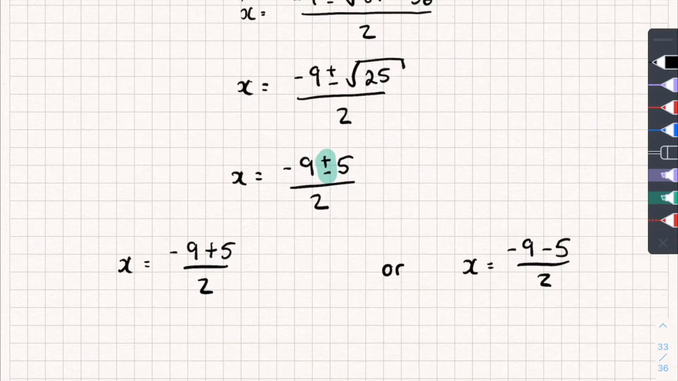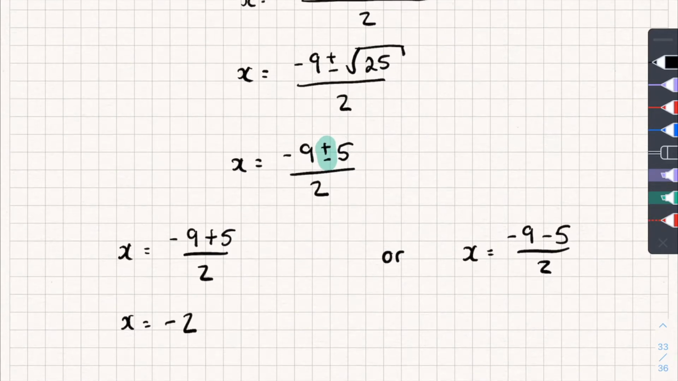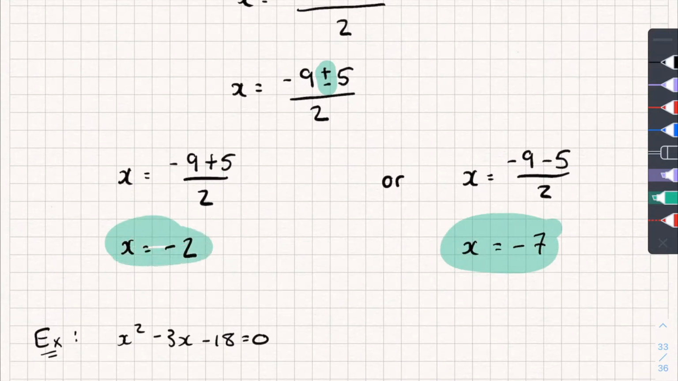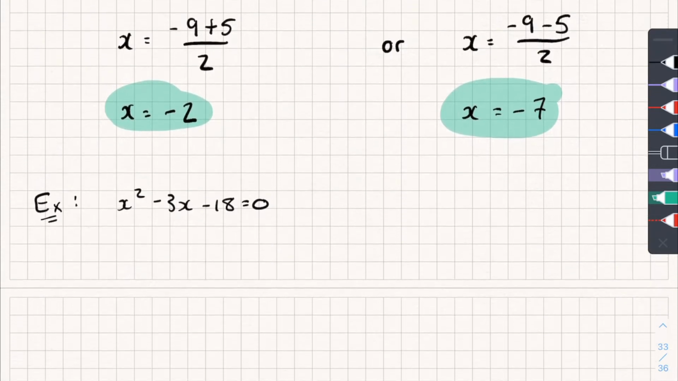So if we use the first one, we get x equals, well, negative 9 plus 5 gives me negative 4, and if I divide negative 4 by 2, I get negative 2, okay? And then over this side, we get x equals, well, negative 9 subtract 5 gives me negative 14, dividing that by 2 gives me negative 7. So you can see here are our 2 solutions. Let's take a look at another example, okay?